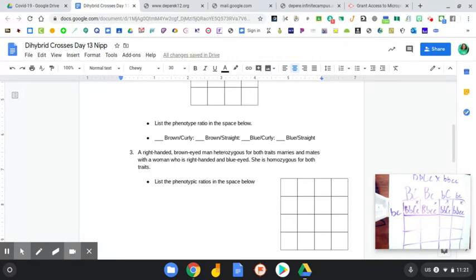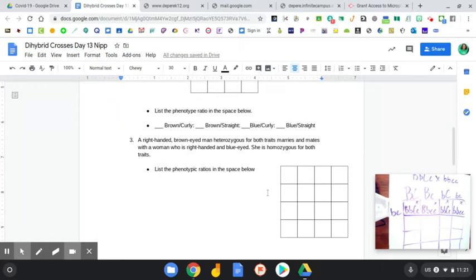Okay, I'm going to do this next problem right here. A right-handed brown-eyed man, heterozygous for both traits, mates with a woman who is right-handed and blue-eyed. She is homozygous for both traits. For that one, I'm going to use R's and B's again. Right-handed is going to be dominant.